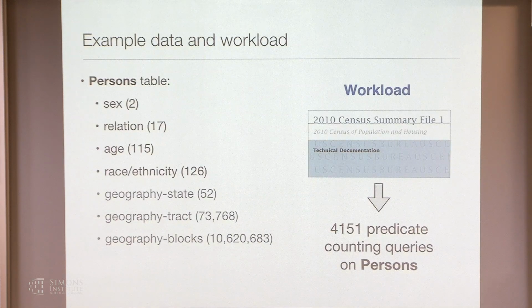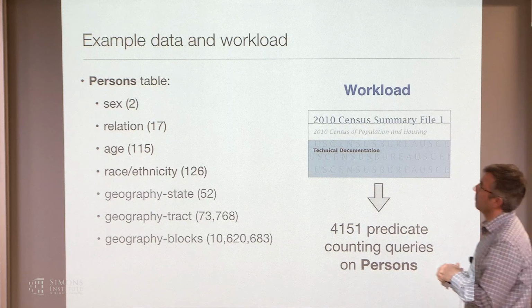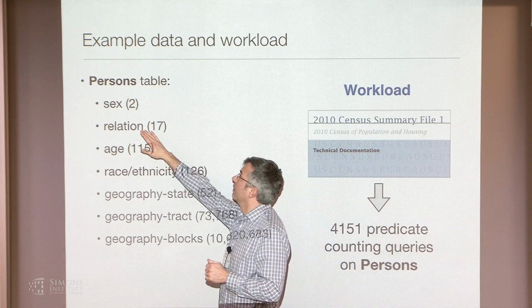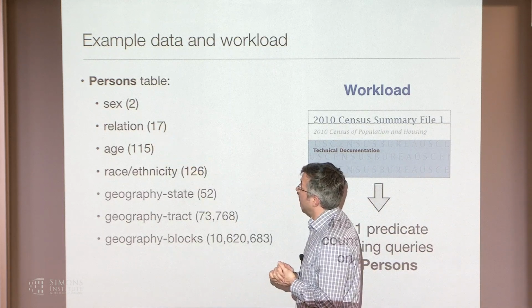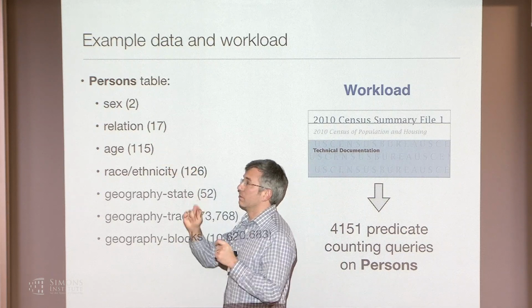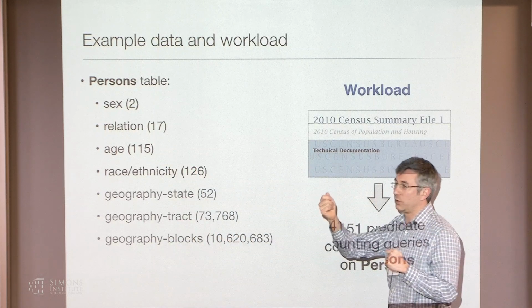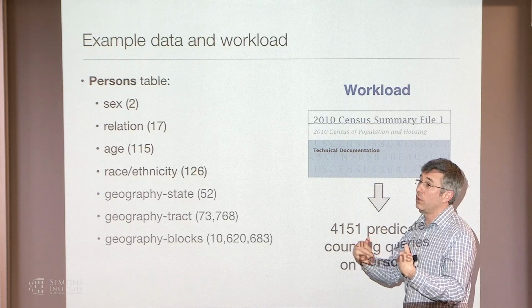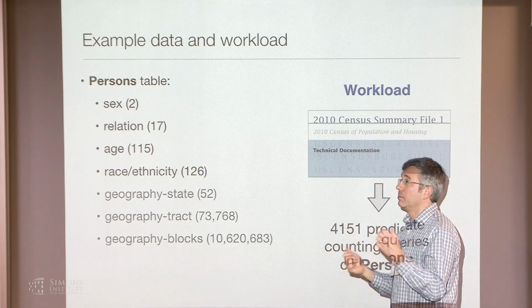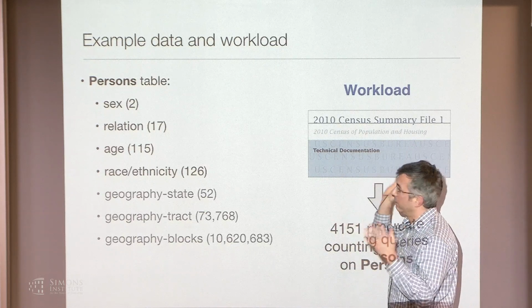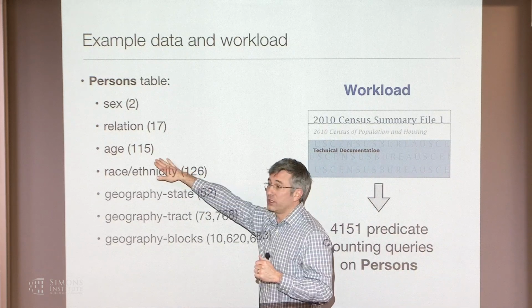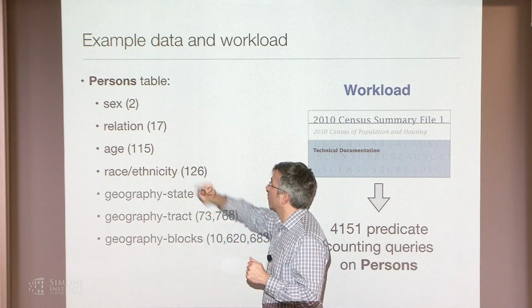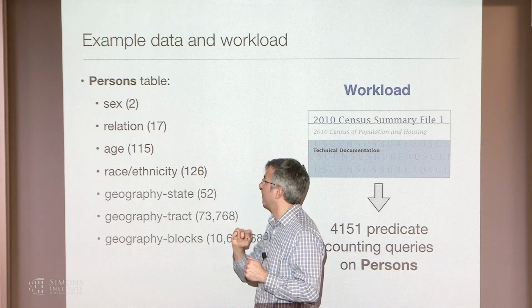And the schema for this data looks something like this. So we have sex, male and female, relation, which is the relationship that you have to the householder. You could be the householder itself, or you could be sibling or child or parent or something like that. Ages from 1 to 115. So there's 17 different relationships to householder you could have.